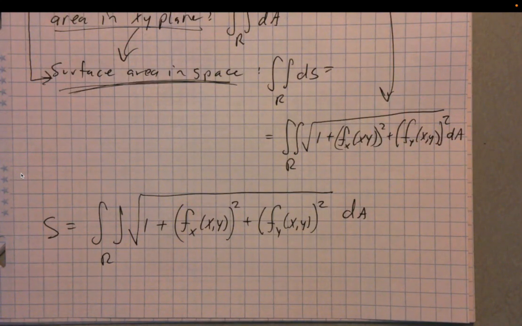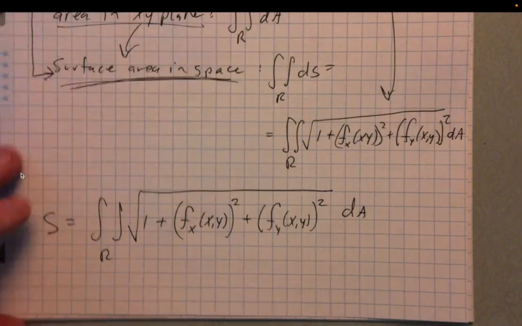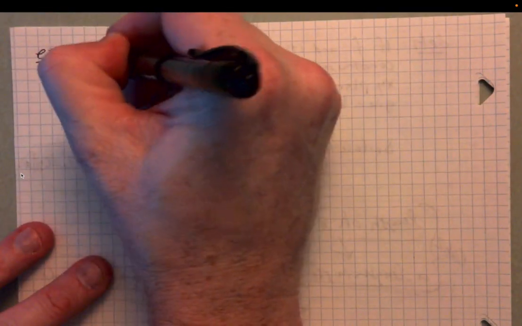But there are a handful of cases and types that are pretty easily evaluated, and let's do an example. We'll begin with that as an example. So let's do this example. We want to find the surface area.